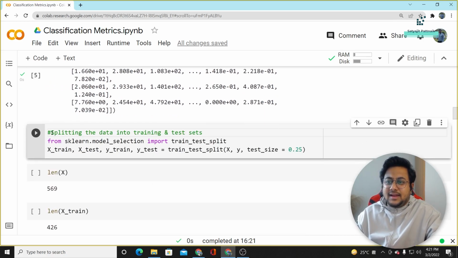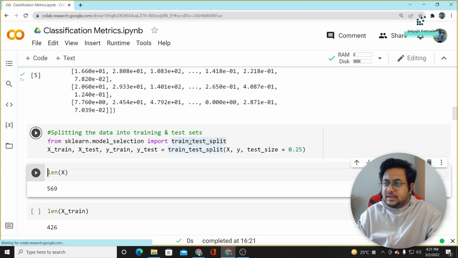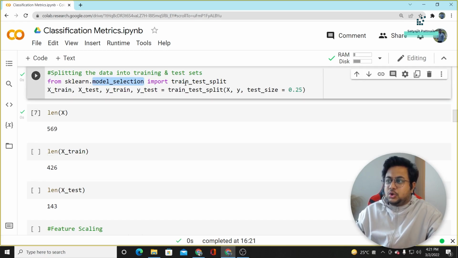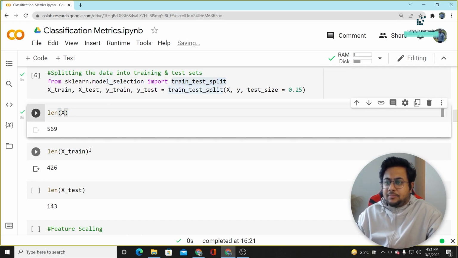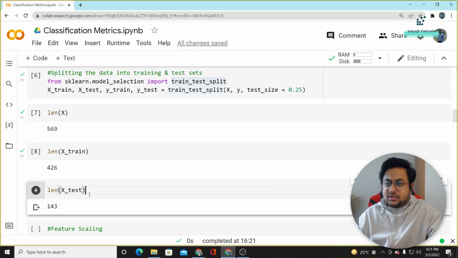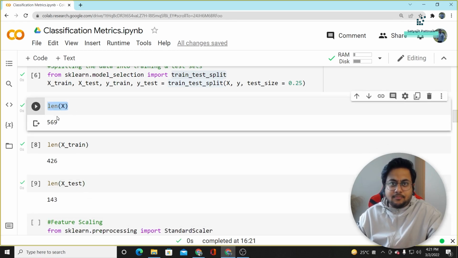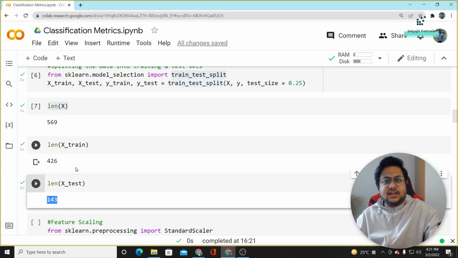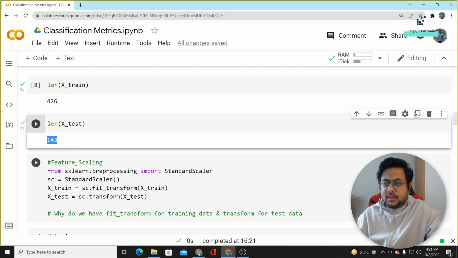Okay, now my data is ready. Now what I'm doing is a training and test split. These are very basic things, so I am expecting people to know about it, but if not, you are already watching this video. After the training and test split, I'm just checking the length of my data. The length of the data is 569, training data is 426 and testing data is 143.